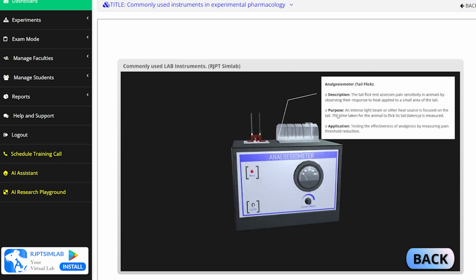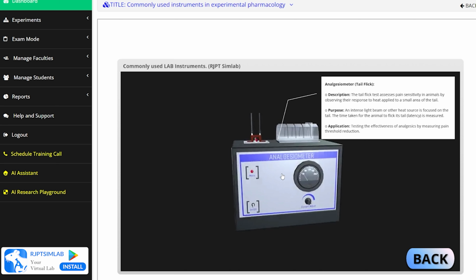The purpose of this instrument is that an intense light beam or other heat source is focused on the tail and the time taken for the animal to flick its tail is measured. The statement says that an intense light beam or the heat source, for which we have the heating rods, is focused on the tail, and then the animal will flick its tail and the time taken to flick that tail is measured.